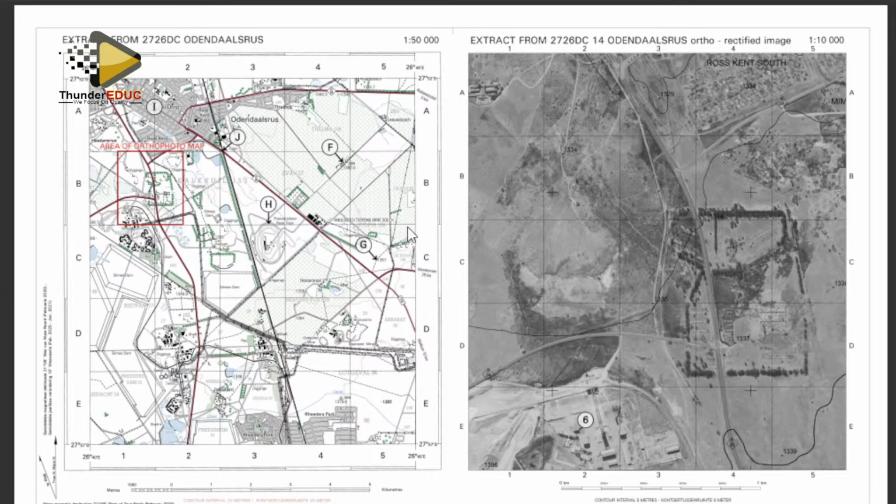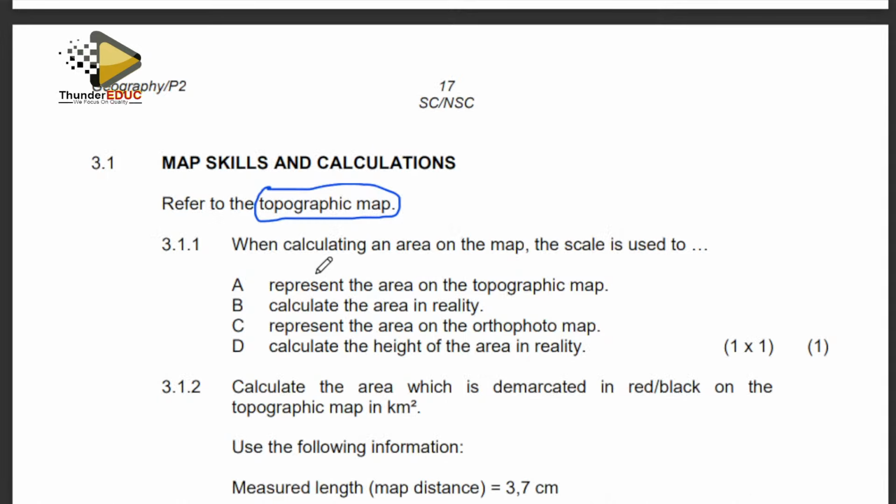By looking at this topographic map, we get the question. The question says refer to the topographic map. All right. And it says, when calculating an area on the map, the scale is used to: one, represent the area on the topographic map; two, calculate the area in reality; three, represent the area on the orthophoto map; four, calculate the height of the area.